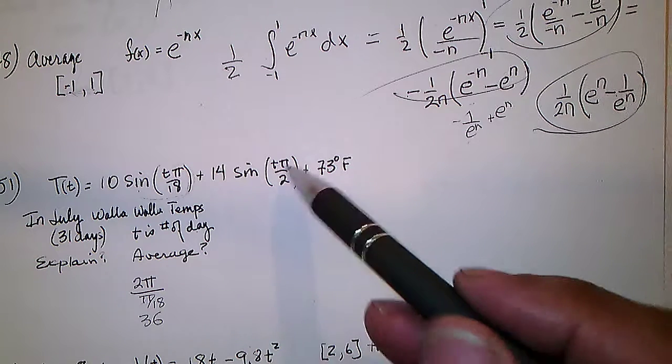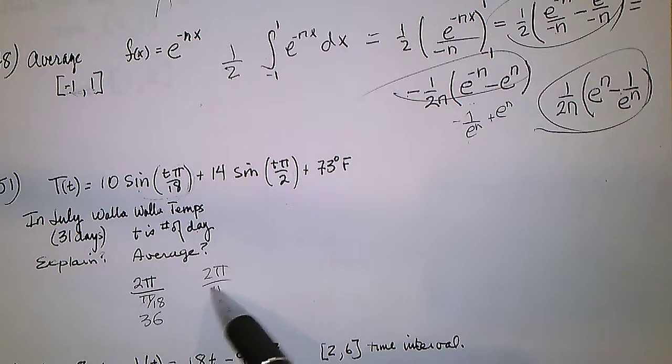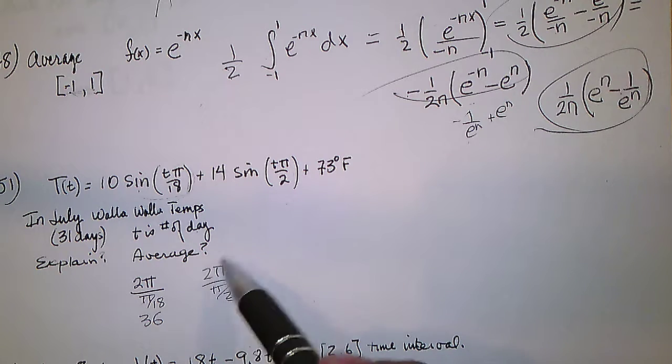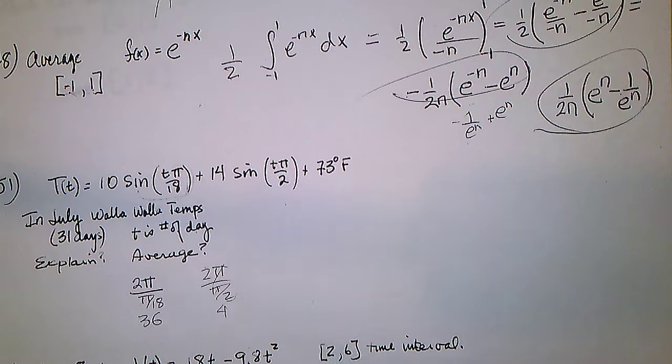And what's this? Well, that would be 2 pi divided by pi over 2, which, the pi's cancel, is about 4 days.